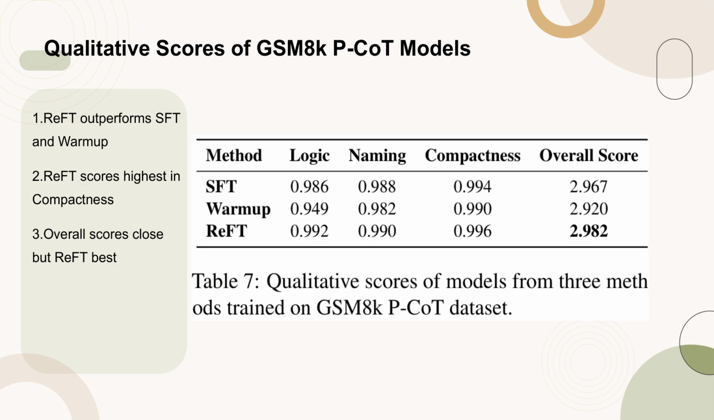Table 7 presents the qualitative scores of 3 models trained on the GSM-8K Quoc dataset. The scores are based on logic, naming, compactness, and an overall score. ReFT shows a slight edge over SFT and significantly outperforms the warm-up variant, particularly in the compactness criterion. This indicates ReFT's robustness in generating accurate and semantically coherent reasoning paths, despite the close overall scores.